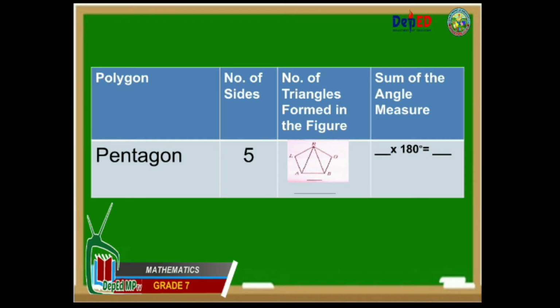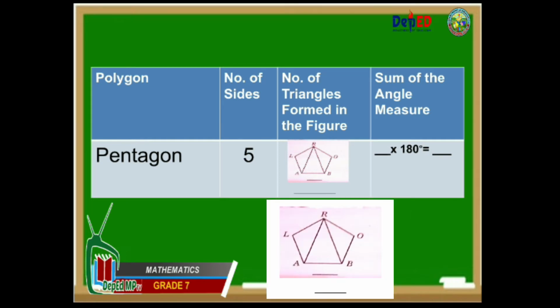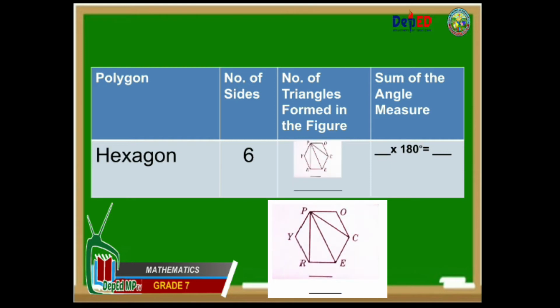Now, it's your turn to do the following. We have here a pentagon. The number of sides is 5. The number of triangles formed in the figure is blank. To get the sum of the angle measure, blank times 180 degrees is equal to blank. Next is a hexagon. The number of sides is 6. The number of triangles formed in the figure is blank. The sum of the angle measure is blank times 180 degrees is equal to blank.